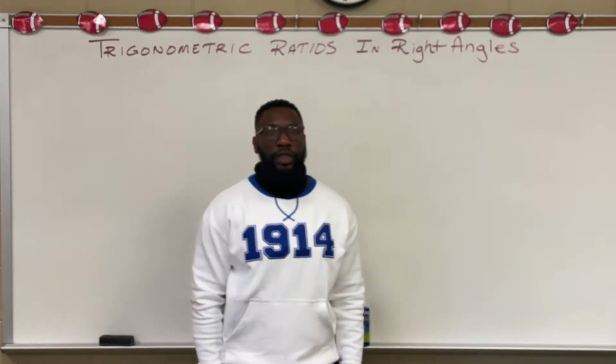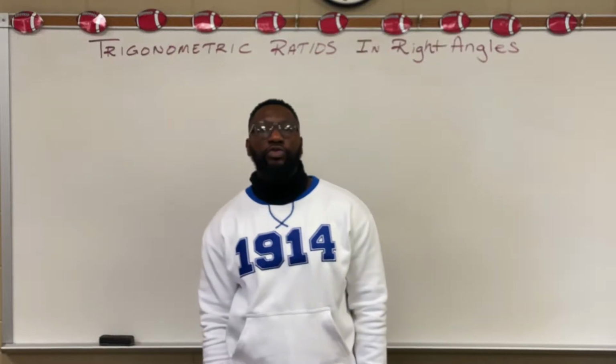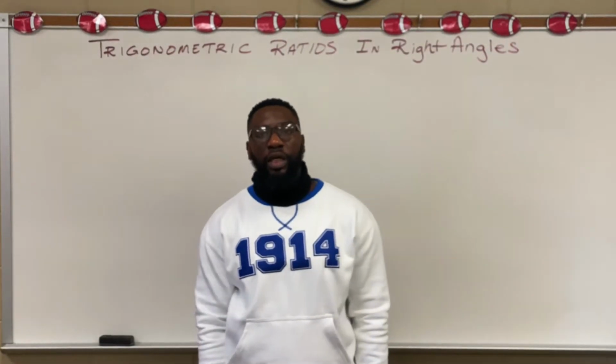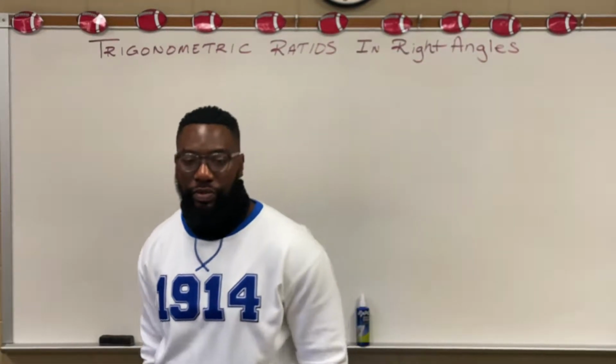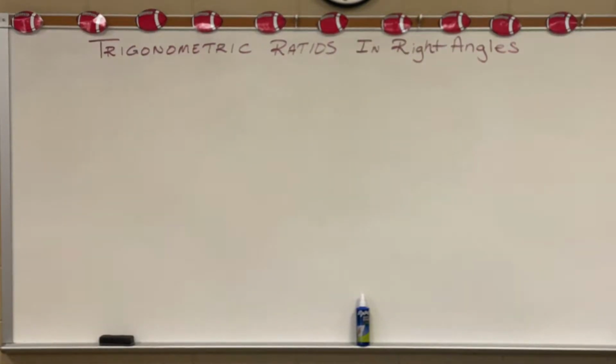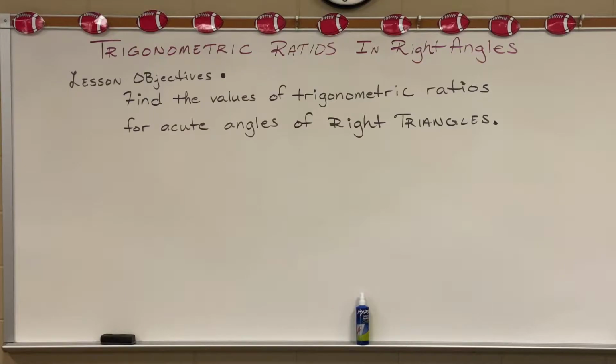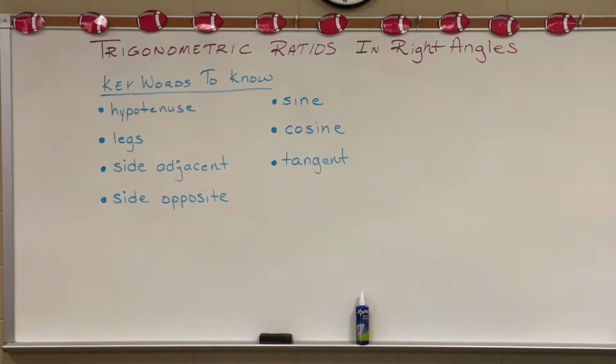To start off the second 9 weeks, we're going to focus more on trigonometry. The first lesson will be trig ratios and right triangles. Lesson objectives: find the values of trigonometric ratios for acute angles of right triangles. Keywords to know: hypotenuse, legs, side adjacent, side opposite, sine, cosine, and tangent.